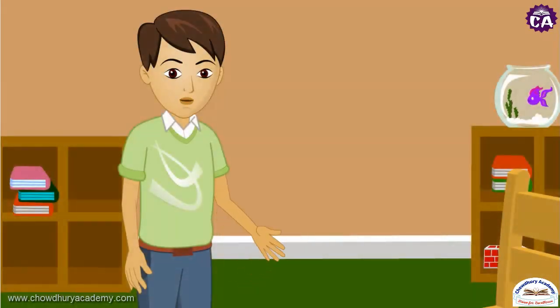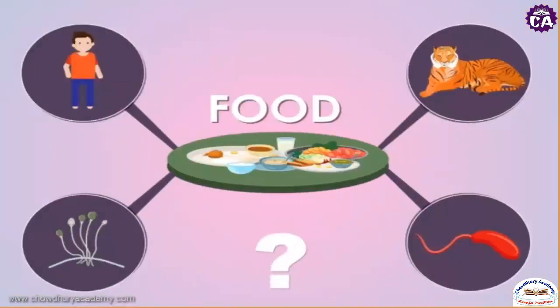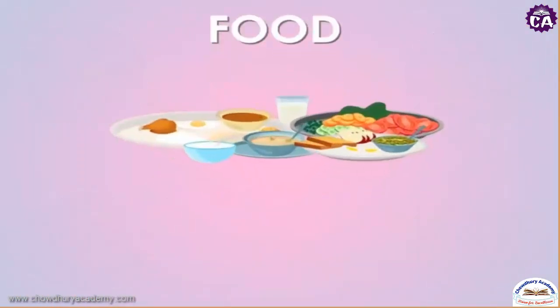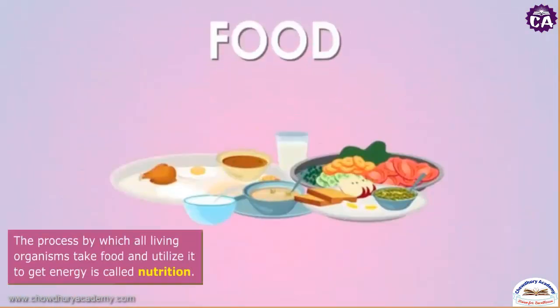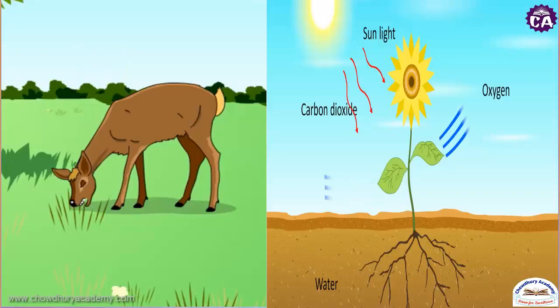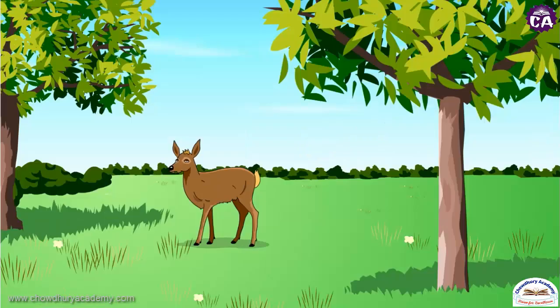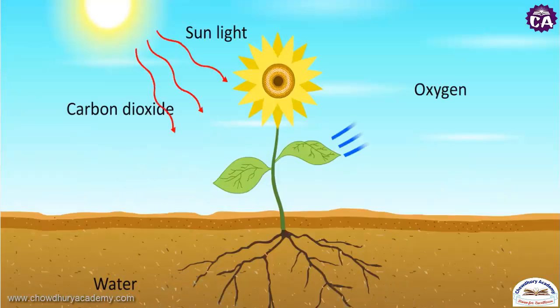Friends, as we all know, we need energy for performing various daily activities. We get this energy from the food that we eat. So we can say that nutrition is a process by which all living organisms take food and utilize it to get energy. Both animals and plants are living organisms. Like animals, plants also require energy for their life activity. Thus, nutrition is an important life process of all living organisms.